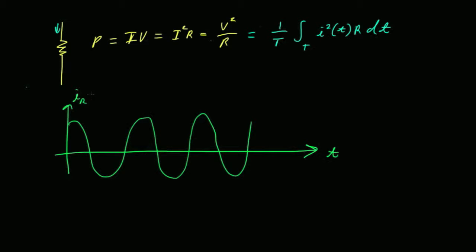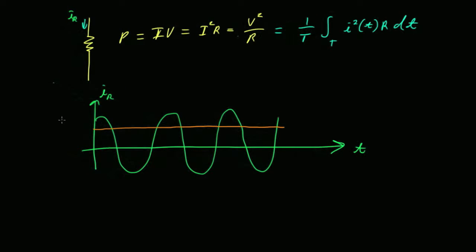But a much faster way is to say this is equivalent to this constant, I effective. If I do I squared R for this effective current, that will give me the same power as I would have gotten if I'd gone through all the trouble of integrating. So it's basically like a one-time shortcut.